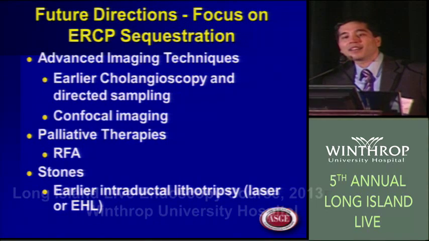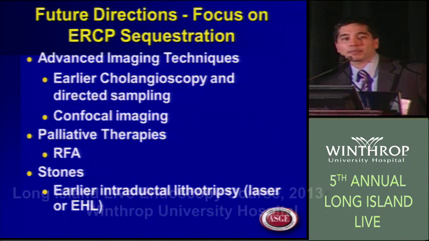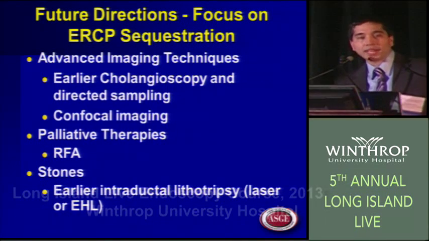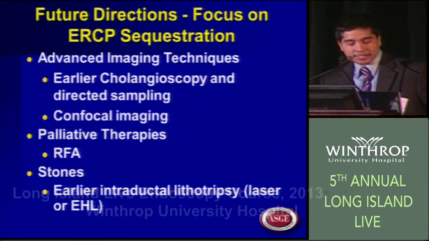All these technologies, I think, are designed to try to reduce the frequency with which we're doing ERCP, because I think it's a matter of a short period of time before we're getting less reimbursement for these procedures, and which new technologies are worth investing in to reduce the frequency still remains to be seen. Earlier cholangioscopy-directed sampling can improve the detection of malignancy in patients with indeterminate strictures. Confocal imaging may be helpful as well. And then palliative therapies such as RFA.